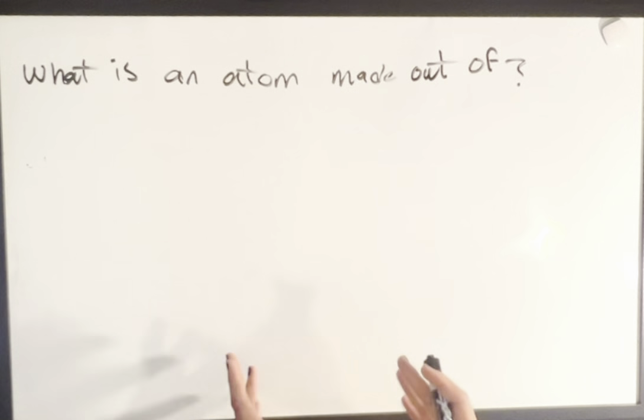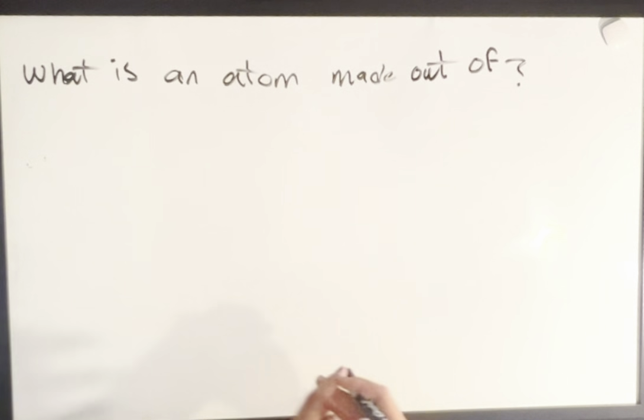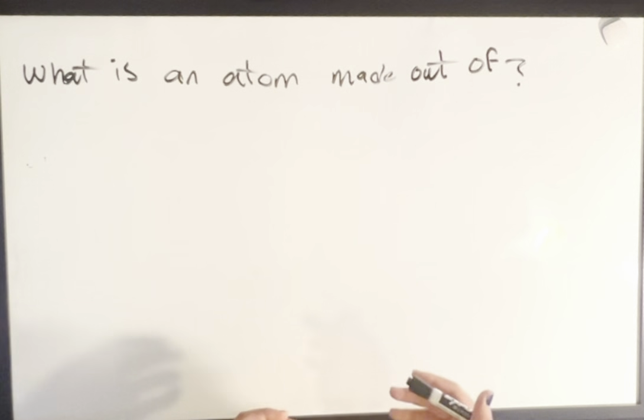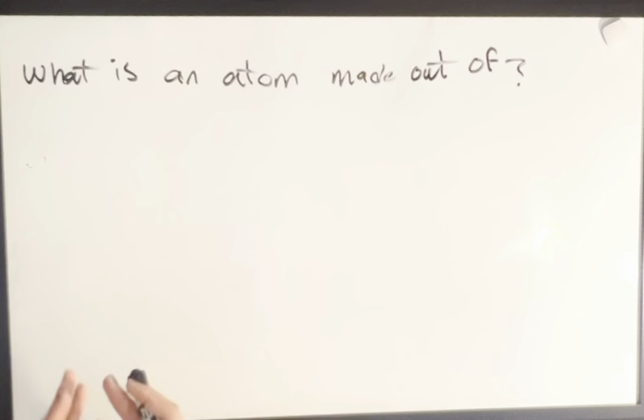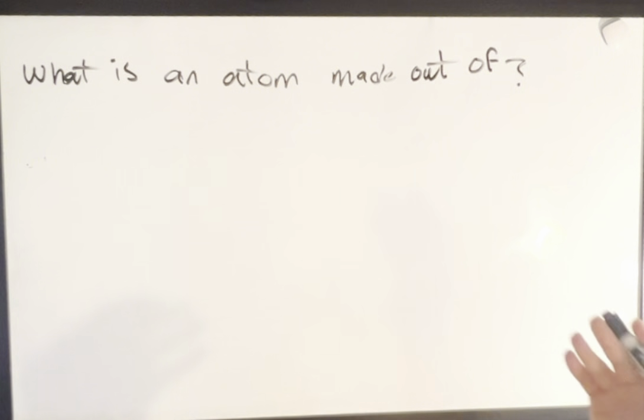In this video, I want to talk about what an atom is made out of. If you remember my last video, I talked about how everything is made out of atoms. These smallest particles look the same, but they might not be the same element. We distinguish all these elements by the number of protons that they have.